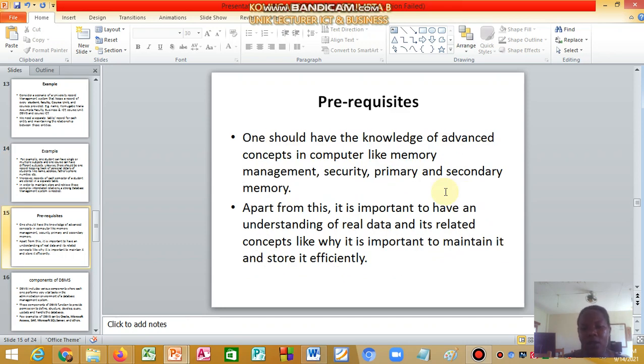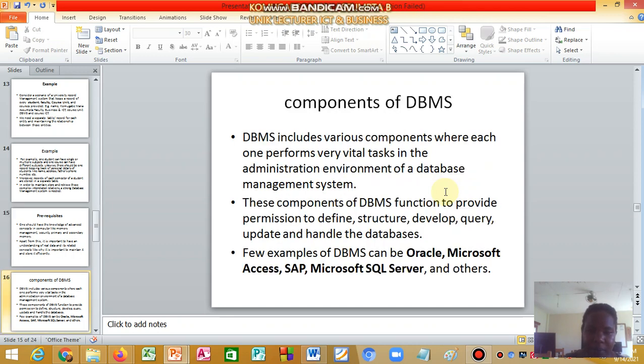Prerequisite: one should have at least the knowledge of computer memory, where information is stored, secondary memory, security, among others. Apart from this, it is important to have an understanding of real data and its related concepts, like why it is important to maintain it and store it efficiently.